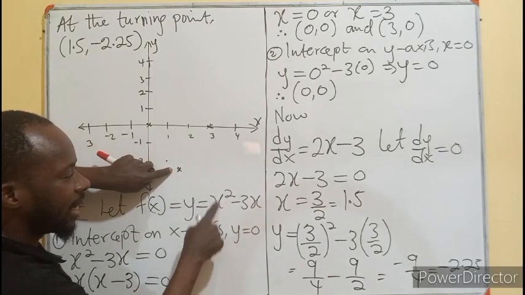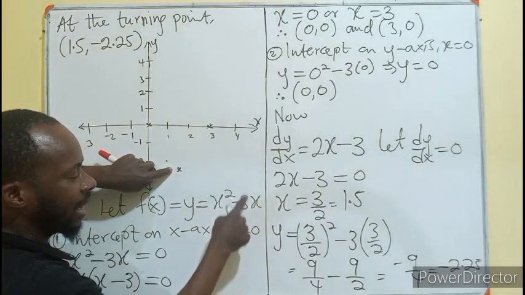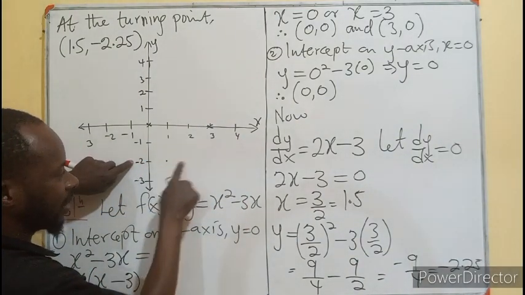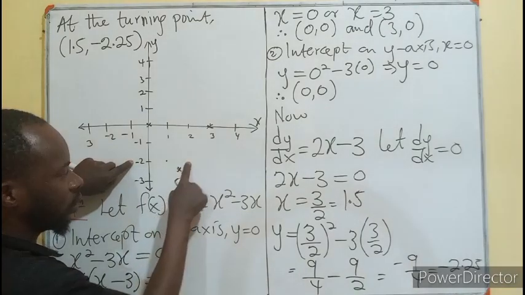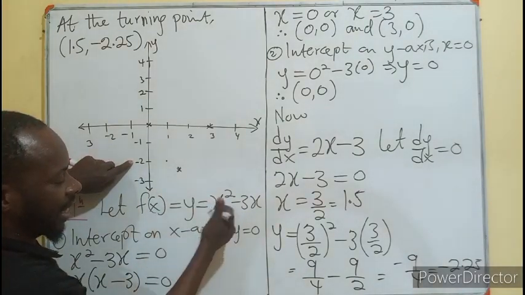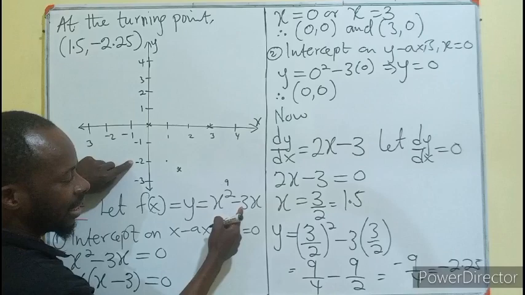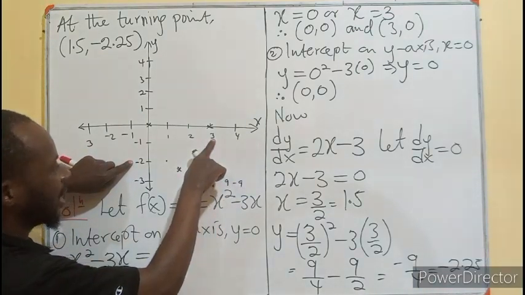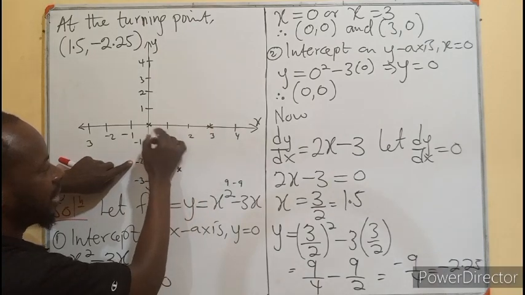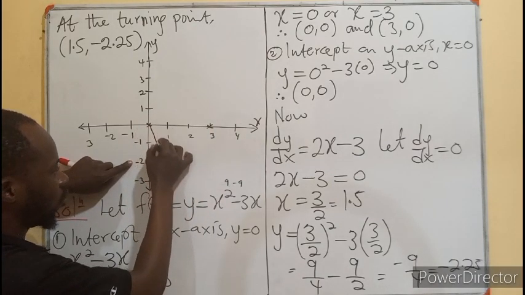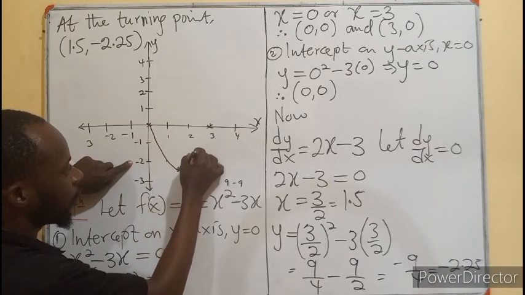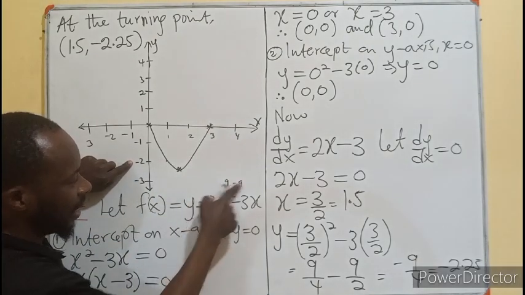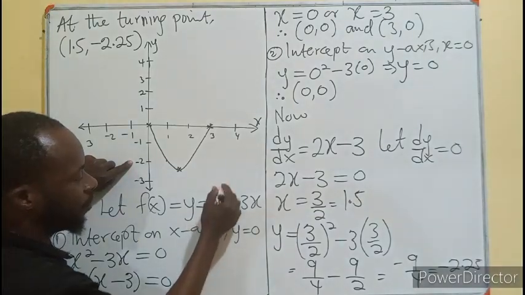When we put 2 here, this will be 4 minus 6. That will be what? Minus 2. Do you get it? So it will curve through this place. If x is 3, 3 squared will be 9, minus 3 times 3 will be 9. That will be 0. X being 3, y will still be 0. So it means the curve is passing through here to this place. Right?